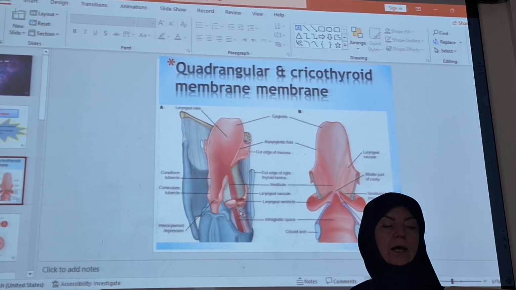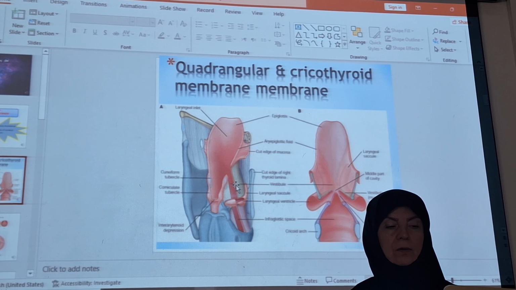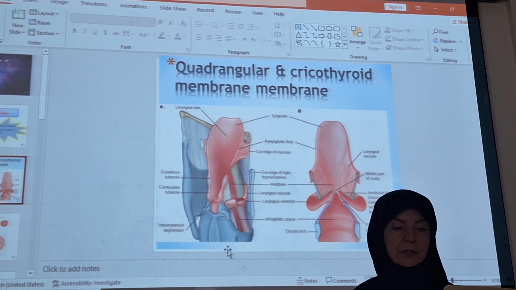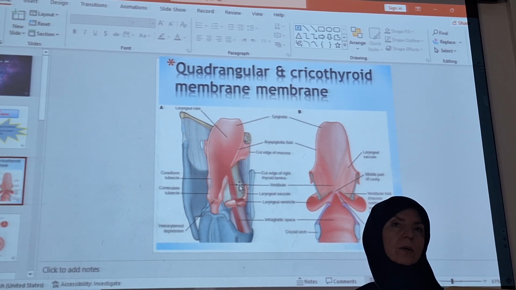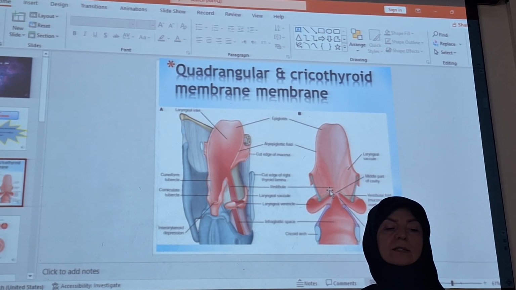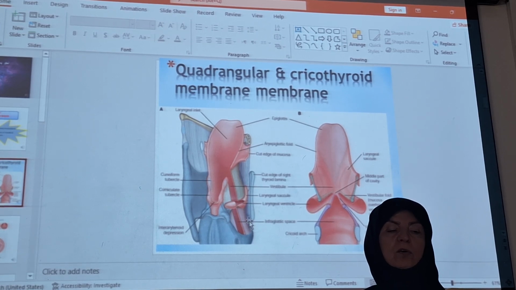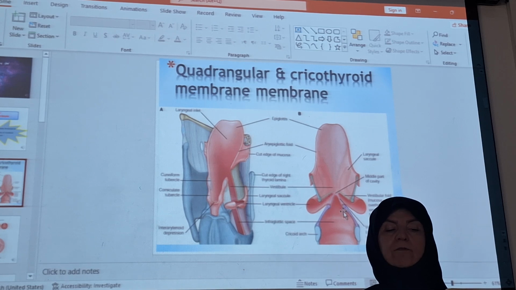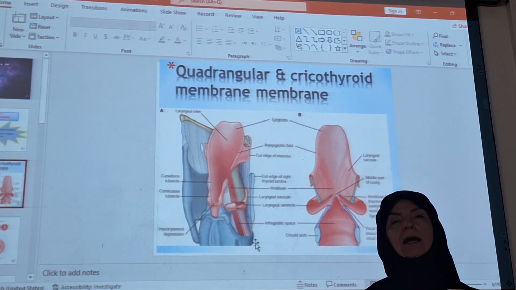This is the saccule here. What's the name of this membrane? Fibroelastic membrane. The quadrangular membrane. And what's the name of this membrane? Cricovocal membrane. The inferior margin of the quadrangular membrane forms the vestibular cord, and the superior margin of the cricovocal membrane forms the vocal cord. Okay? Yes. This saccule is visible here.